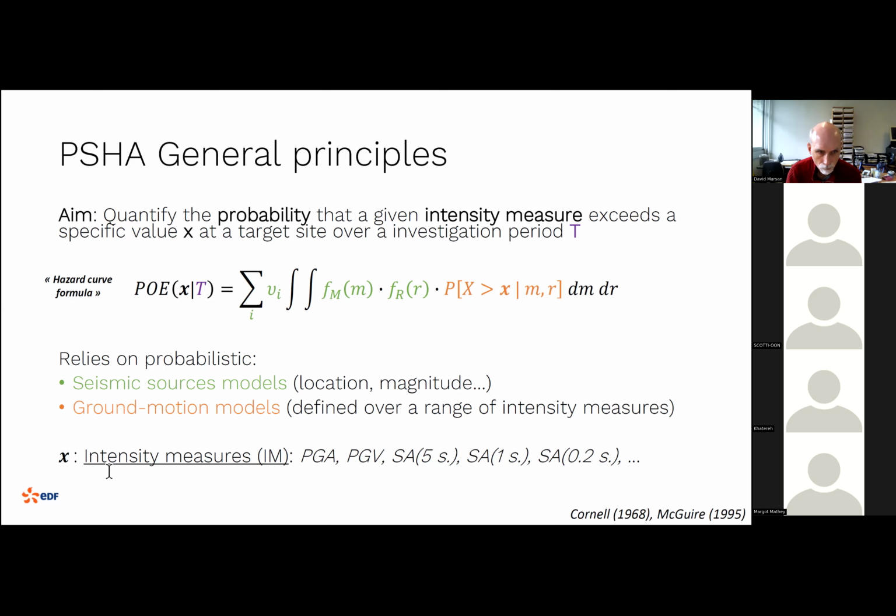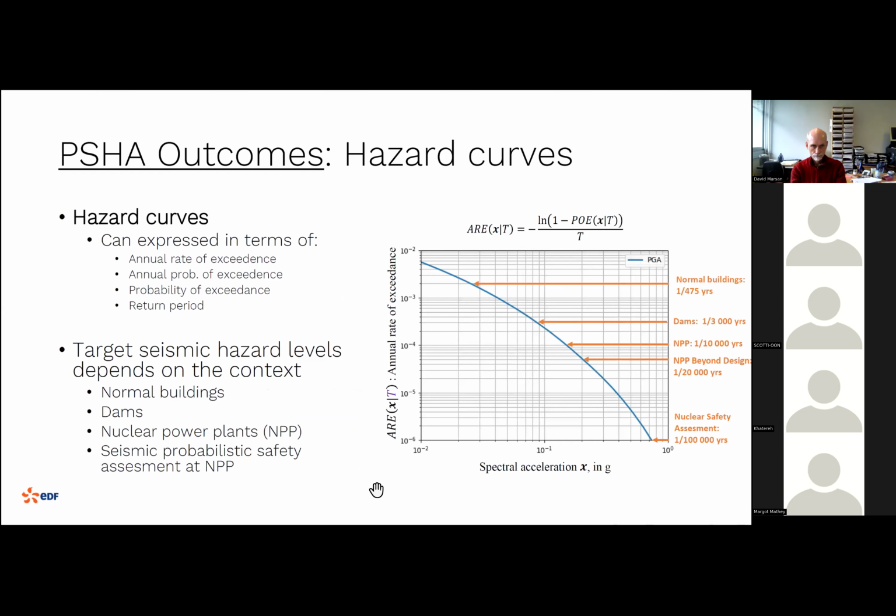Just to mention, intensity measures can be of different sorts. So we often refer to peak ground acceleration, PGA, but many others can be used for different purposes. You have PGV, peak ground velocity. You have also spectral accelerations for specific periods, but you can imagine other quantities as well, depending on your interest. So the outcome of the PSHA is the hazard curve.